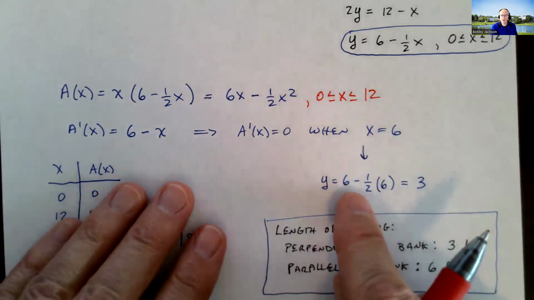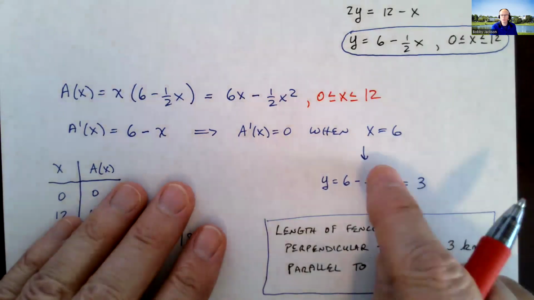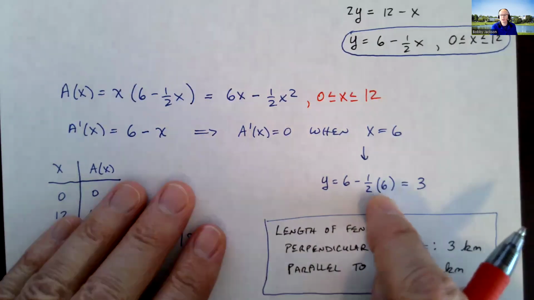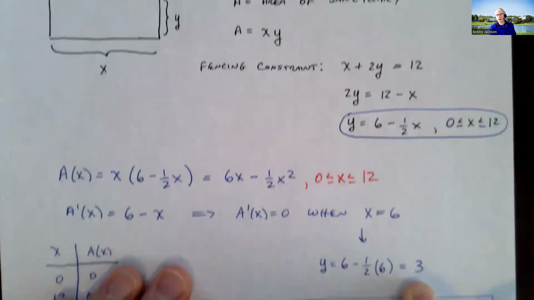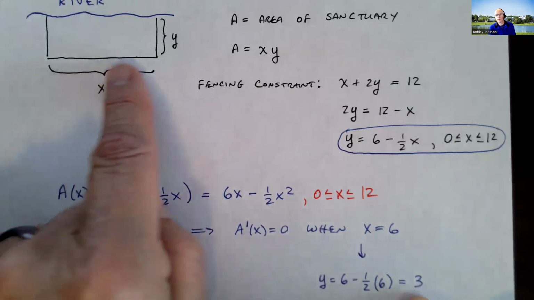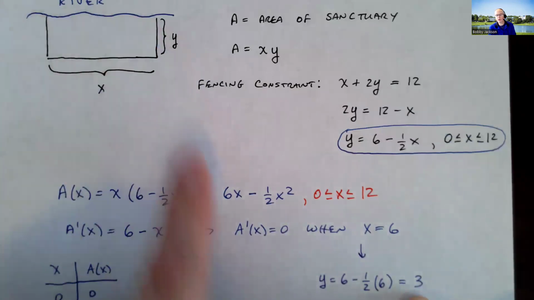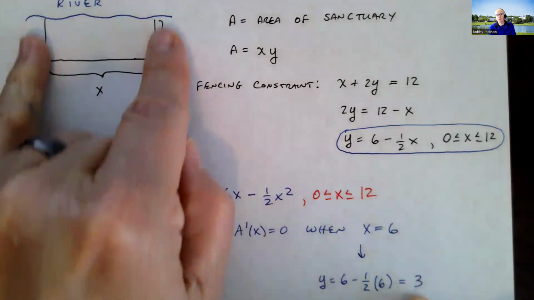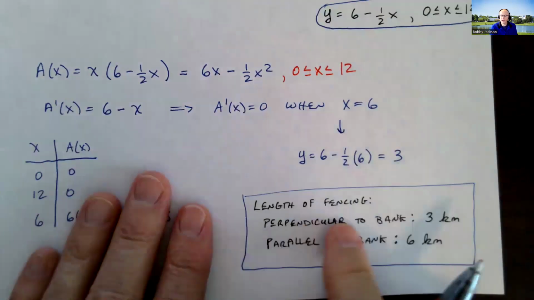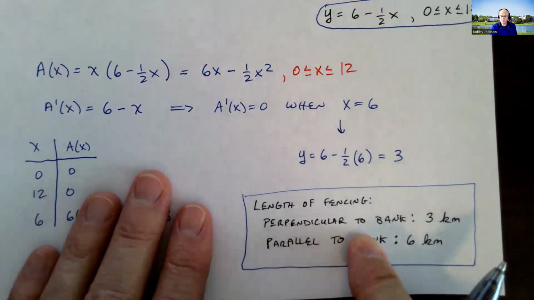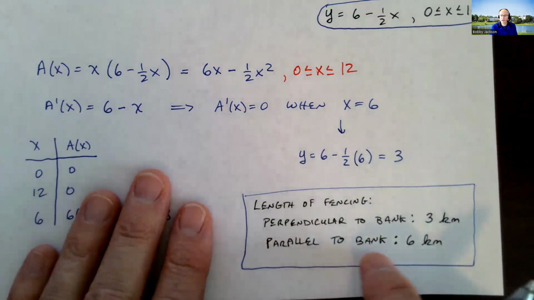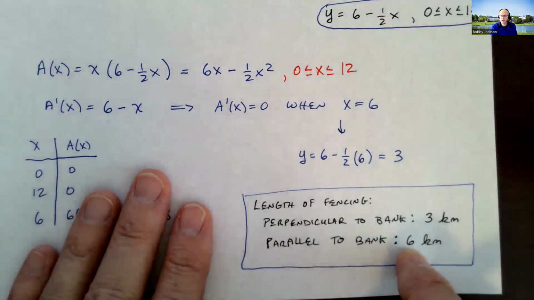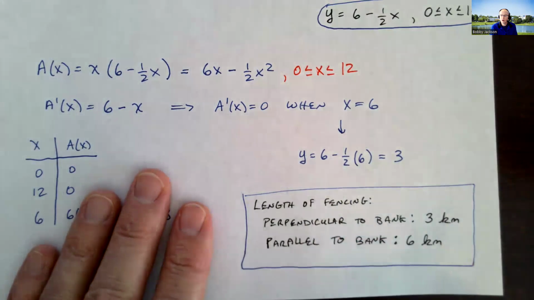What's the corresponding value of y in this case? Well, we know this relationship. If I let x be 6 in this case, I get 6 minus 3, or 3. And so what are our dimensions? Remember, x was the fence that is parallel to the river, and y the two lengths perpendicular. So the length of fencing perpendicular to the bank is going to be 3 kilometers, and the length of fencing parallel to the bank is 6 kilometers. Hopefully this is helpful and makes sense.